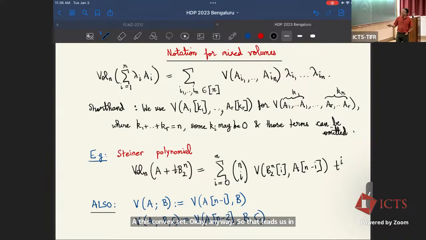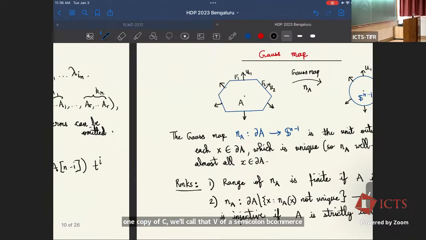So I just want to mention that there are two shorthand notations that we will use for the case where you take n minus one copies of A and one copy of B. We will call that V of A semicolon B. And for the case where we have n minus two copies of A, one copy of B and one copy of C, we'll call that V of A semicolon B comma C. Okay. All right.